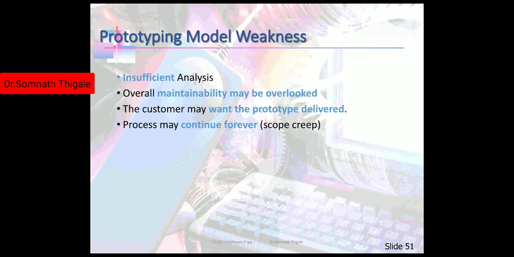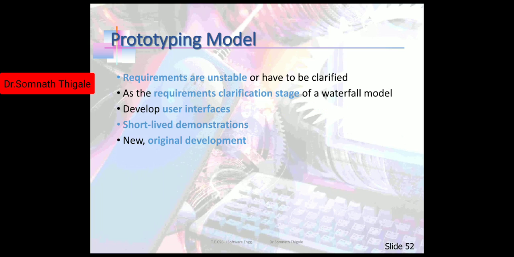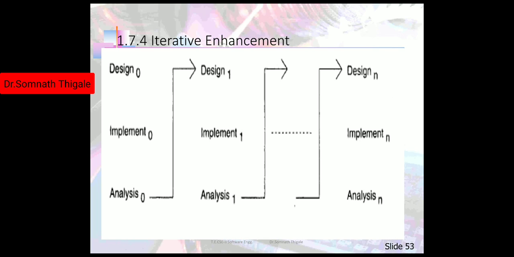Weakness: insufficient analysis, meaning we don't get that much time because we are focusing only on the customer's expectations. So insufficient analysis. Overall maintainability may be overlooked. Why? Because it is as per the customer's need. We are putting pressure on our development teams, and they are continuously overloaded. Customer may want the prototype delivered and the process may continue forever. Scope creep, yeah, that is one of the disadvantages. When to use this prototyping model: when requirements are unstable and have to be clarified. So we'll prefer it in projects where customer demand is important.